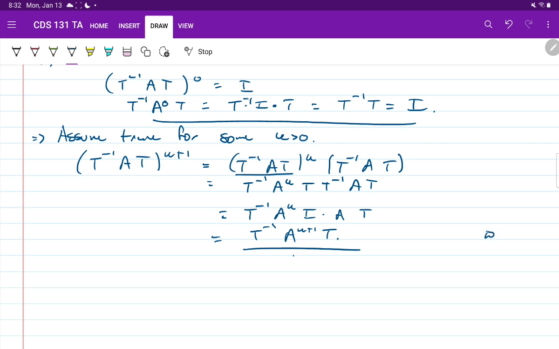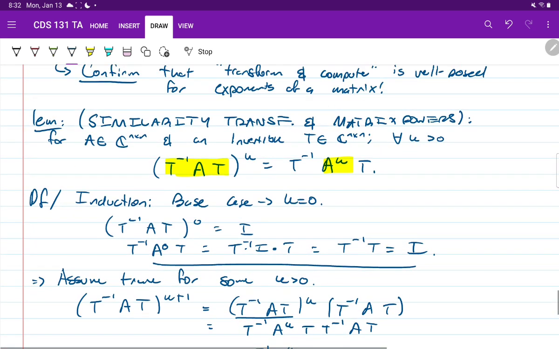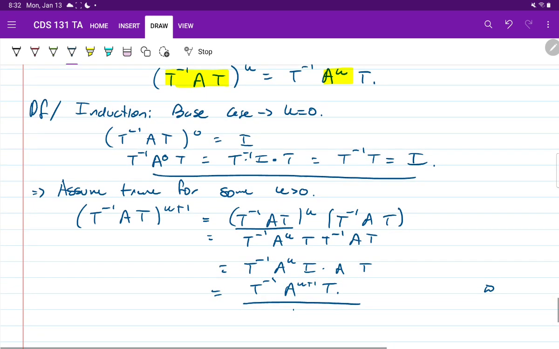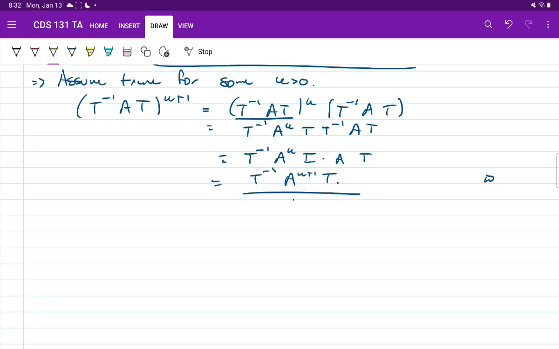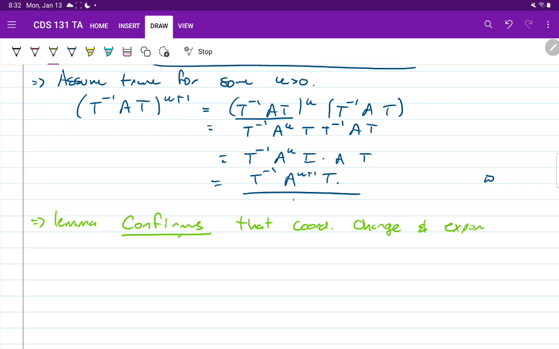Okay? So that proves this result by induction on k. Right? First we showed it for the base case, then we showed it for the inductive step. Okay, nice. So what this lemma does is confirm that coordinate change or similarity transform and exponentiation interact well.